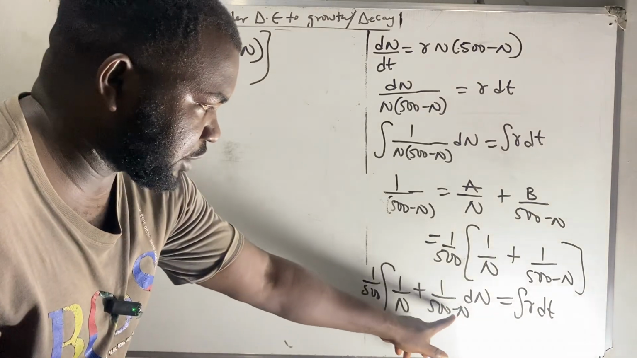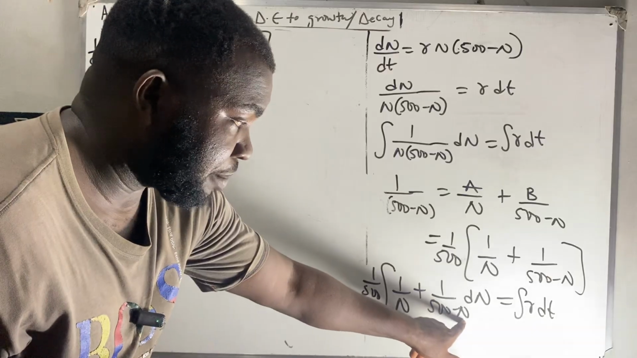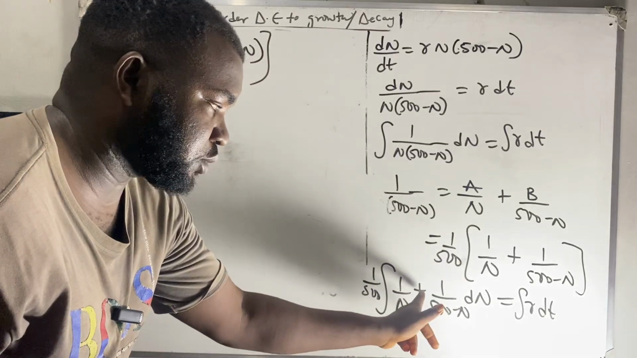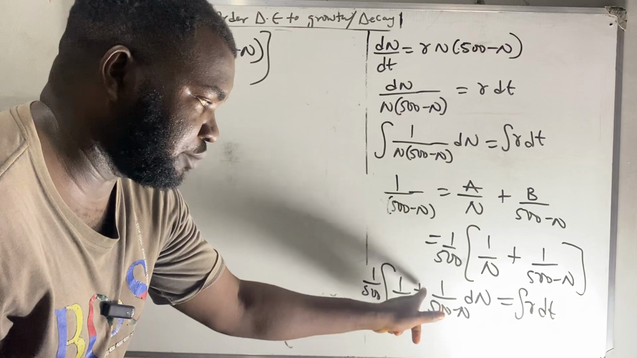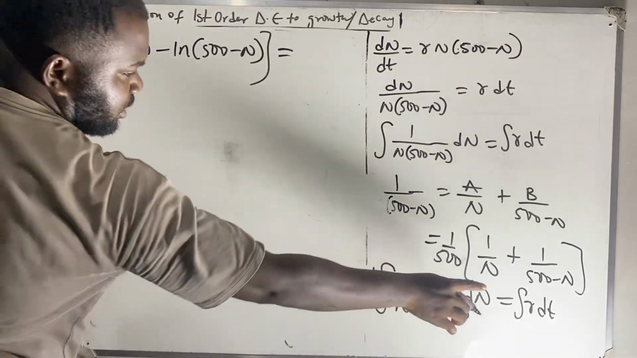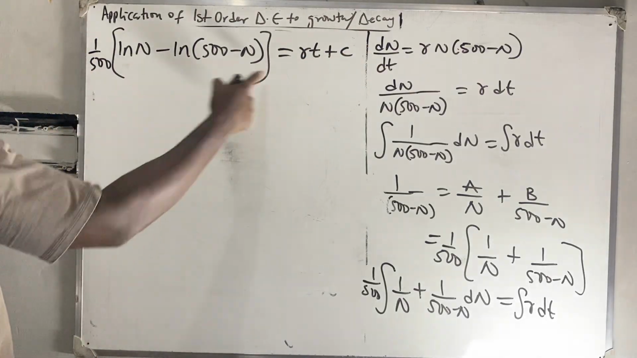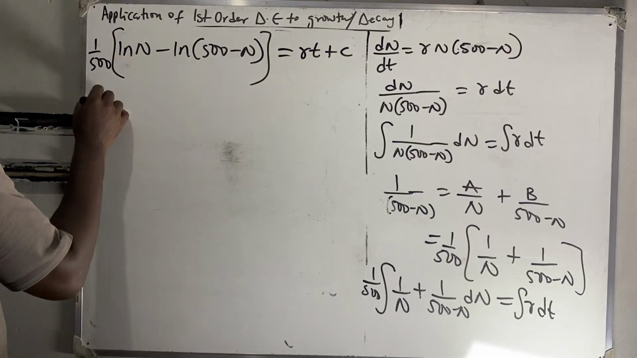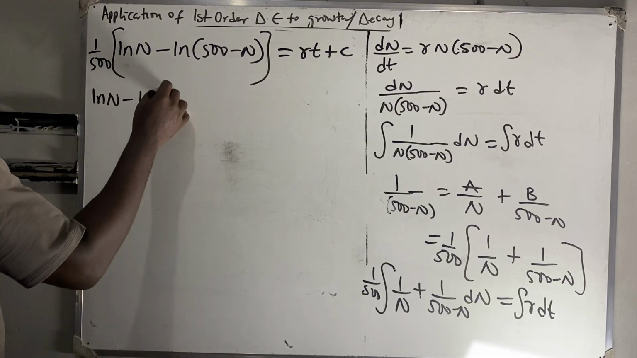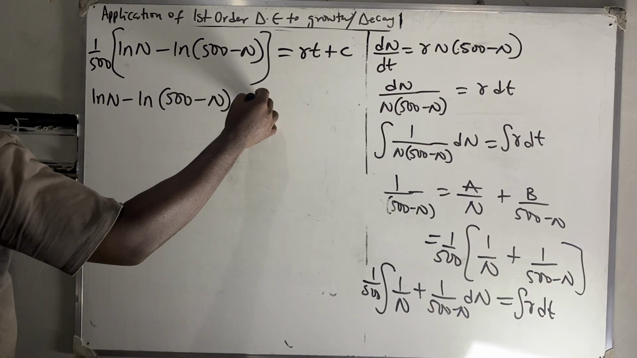Because the differentiation of 500 minus n will give you minus 1, we use that minus 1 to divide this, which makes this term negative. That is what made it minus. So it is equal to the integration of rt plus a constant. Multiply both sides by 500 to have ln n minus ln 500 minus n equal to what?